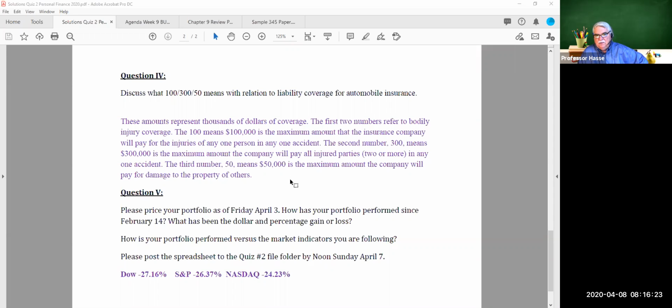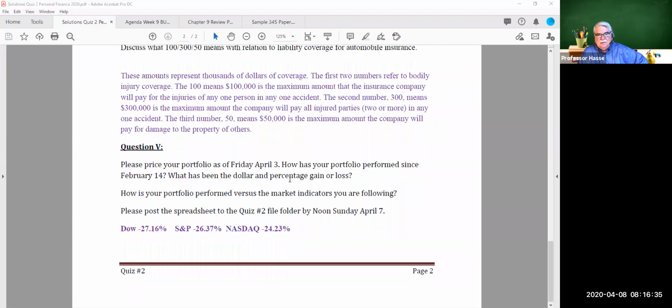$100,000 maximum for one injury, $300,000 maximum for 2 or more injuries, $50,000 maximum to property. So that I was looking for that. And then finally, I wanted you to price out your portfolio as of Friday, April 3rd. How has your portfolio performed? Wait till you see mine. It's a disaster. And what has been the dollar and the percentage gain or loss? That's a key. Dollar, percent gain or loss. How has your portfolio performed versus the market indicators?